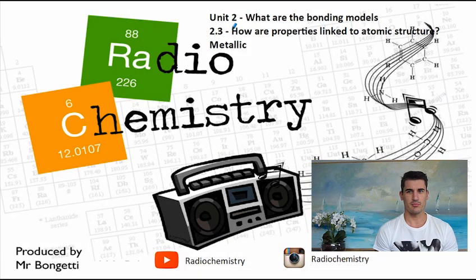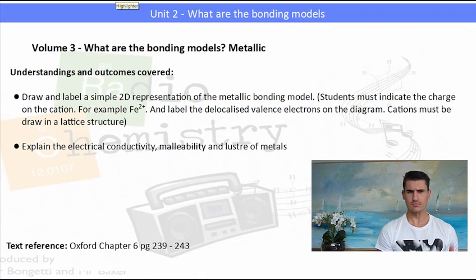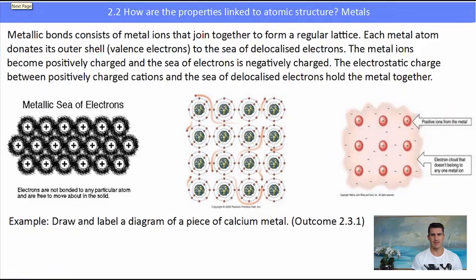Unit 2, what are the bonding models? And we look at metallic bonding in this video. Understandings and outcomes. You need to be able to draw and label a 2D model of metallic bonding, and you must include the name and charge on the cation. You must also label the delocalized electrons on the diagram, and then we need to explain electroconductivity, malleability, and luster.